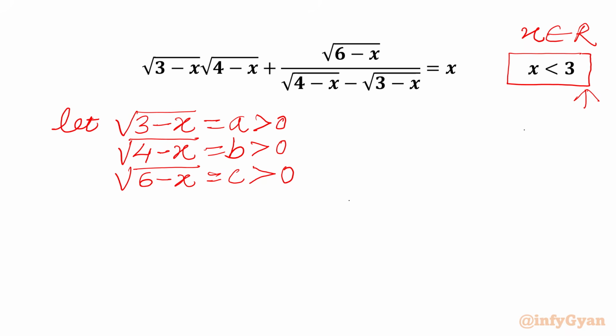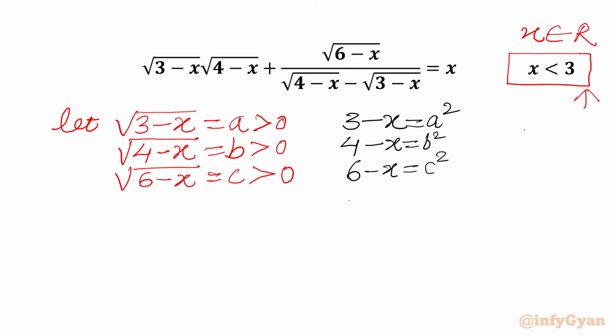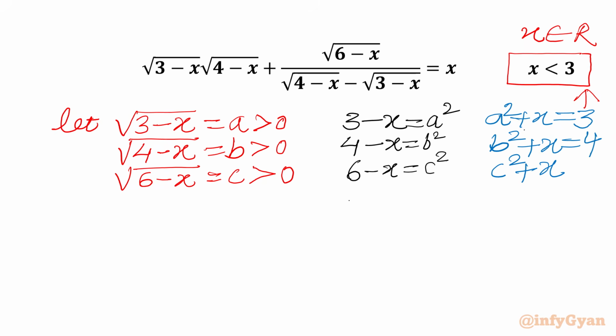Now we'll be squaring these equations. So we can write 3 minus x equal to a square, 4 minus x equal to b square, and 6 minus x equal to c square. After rearranging the terms, we will get a square plus x equal to 3, b square plus x equal to 4, and c square plus x will be equal to 6. We will use these equations a little later.